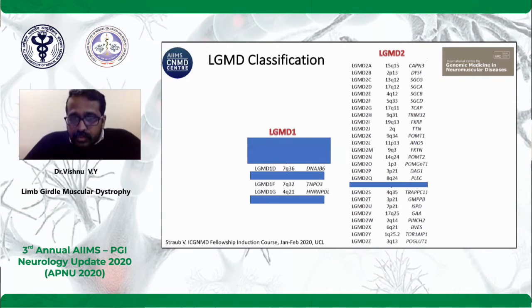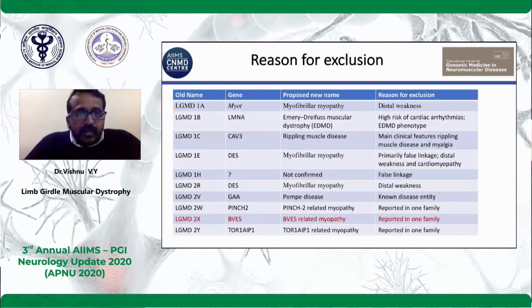We'll look at why they were removed. LGMD 1A was primarily a myofibrillar myopathy with distal weakness. It was not a limb girdle pattern weakness, that's why it was removed. 1B is primarily Emery-Dreifuss muscular dystrophy, so it was classified as a separate one. 1C's primary characteristic is rippling muscle disease, so that was also removed. 1E is a false linkage, and all desminopathies have been classified as myofibrillar myopathies, so both recessive and dominant are removed. 1H anyway is a false linkage.